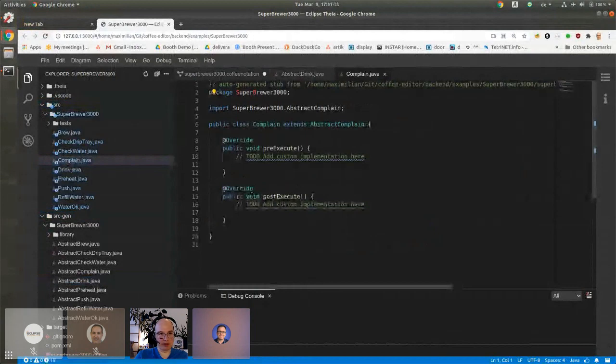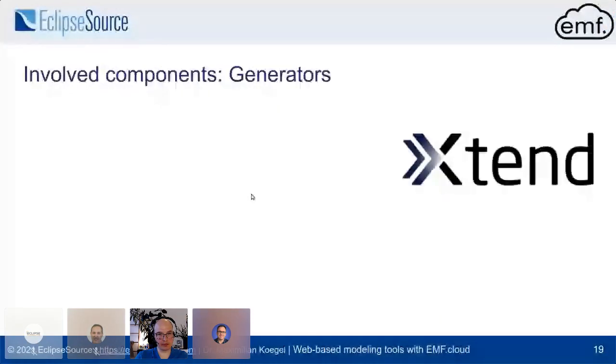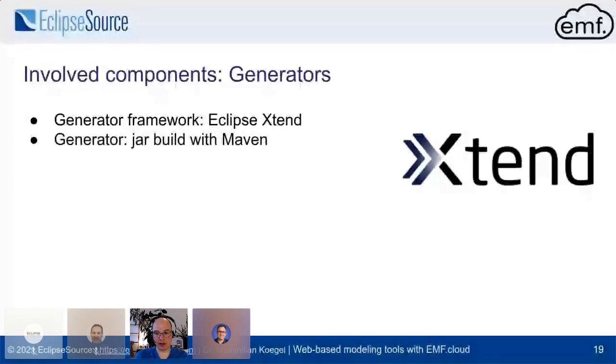And before I go into that, I should go back to the slides. The generator is already done now, but how did that generation work? For the generator, we used Eclipse Xtend, which is a framework for generating code. And in this case, this is a very good example of how you can reuse existing things if you already have a desktop-based tool. In that desktop-based tool, you might already have a generator. You don't have to rewrite that generator just to be able to use it in the web-based scenario here.